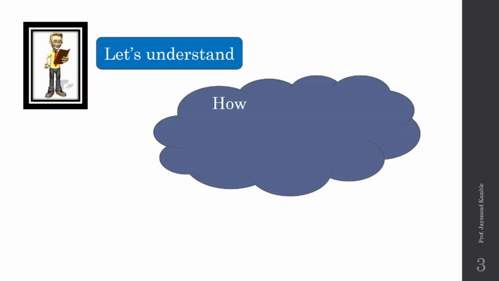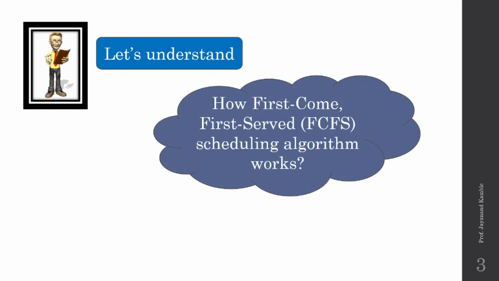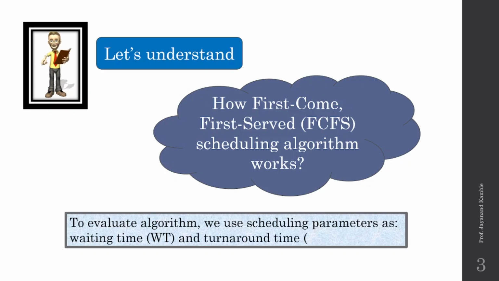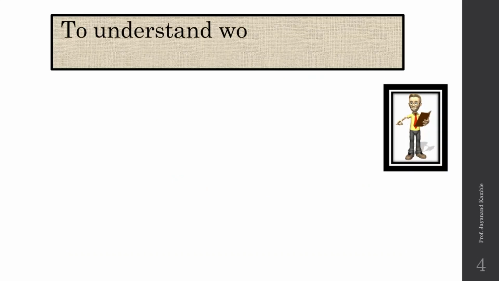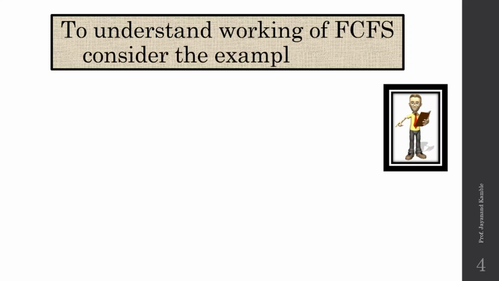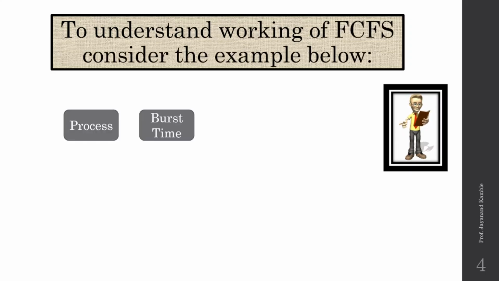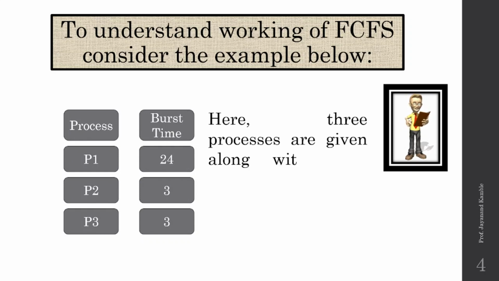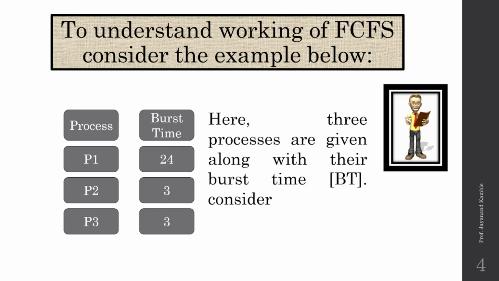Now let's understand how the first come first serve CPU scheduling algorithm works. To evaluate the algorithm, we use CPU scheduling parameters, and these parameters are waiting time and turnaround time. To understand the working of FCFS, consider the example below. We have some processes along with their burst time: process P1 with burst time 24, P2 with burst time 3 and P3 with burst time 3. The burst time may be given in milliseconds.